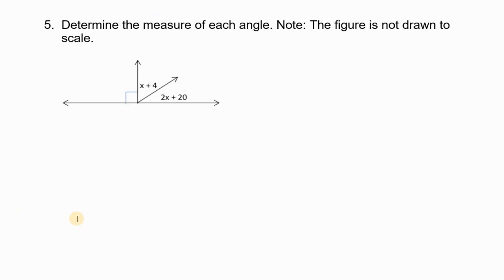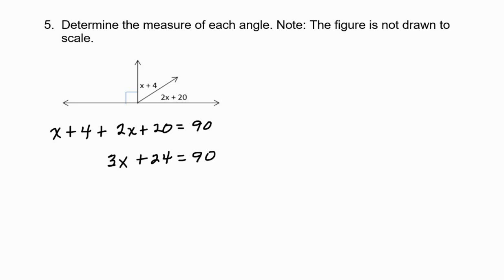Okay, problem 5, determine the measure of each angle. Note the figure is not drawn to scale. What I have here are complementary angles. So these two angle measures add up to be 90. The first angle measure is x plus 4. The second angle is 2x plus 20. So when I add those together, I get 90, combining my like terms on the left-hand side, 3x plus 24 equals 90, so subtract 24 from both sides of the equation. I get 66, so x equals 22.